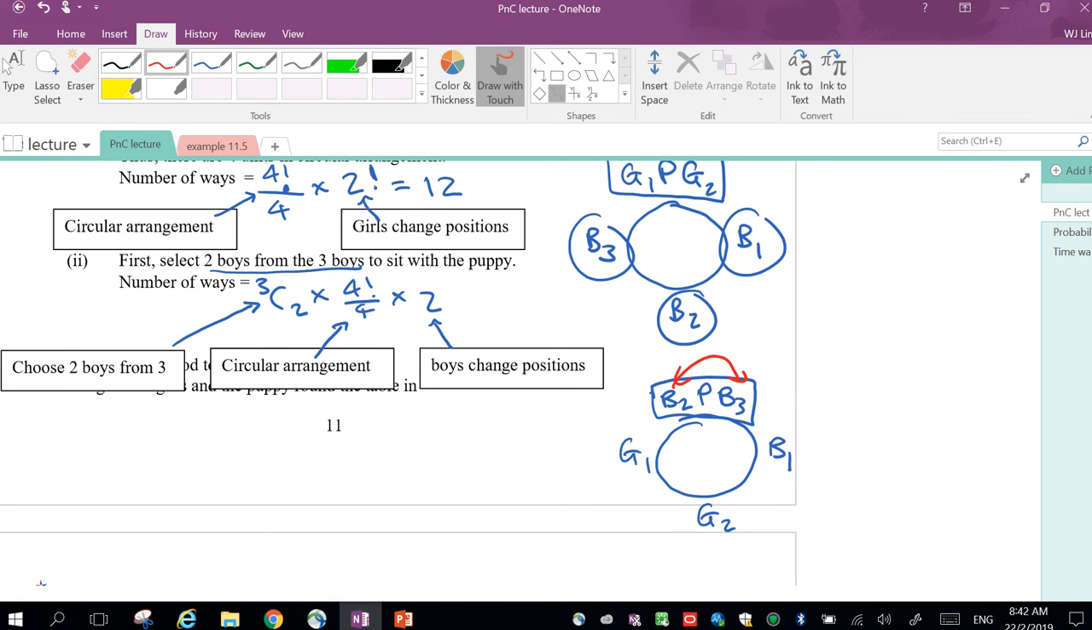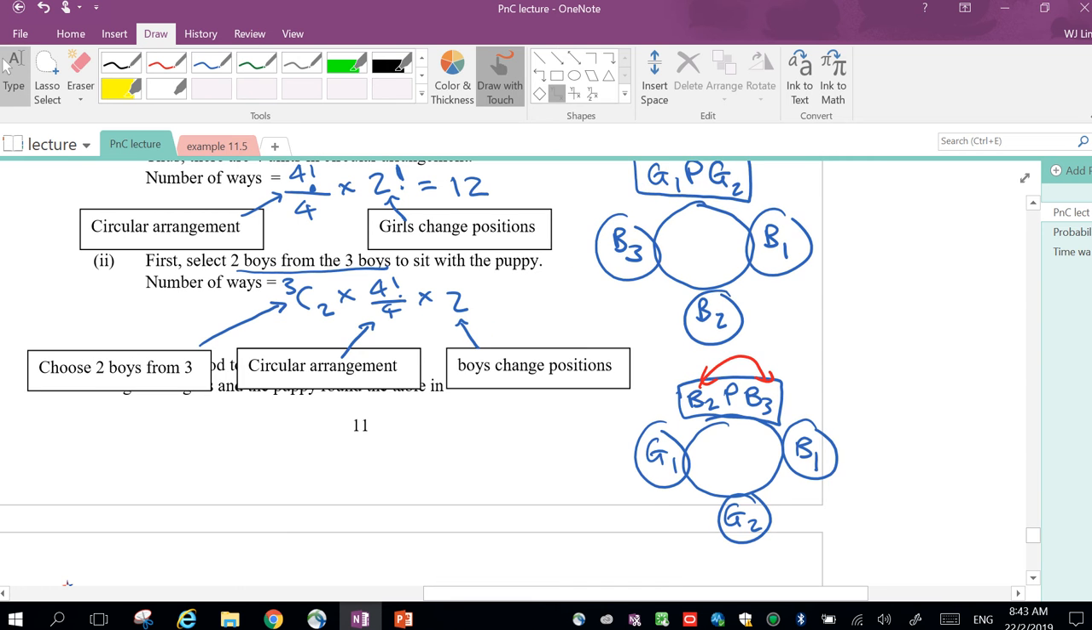So we choose because I want to fix the restrictions first. The 3 boys, I choose 2 already. Group them together with the puppy in between. Then there are remaining B1, G1, and G2. So total 4 units at the round table. So it's 4 factorial over 4 times 2 factorial because the boys change position, the B2 and B3. Clear about that? Okay, let's move on to the next one.